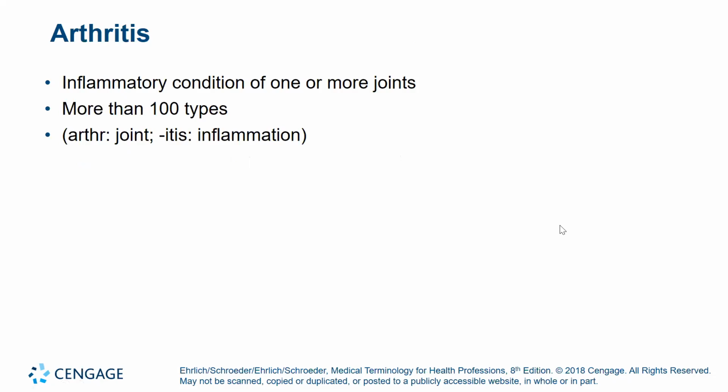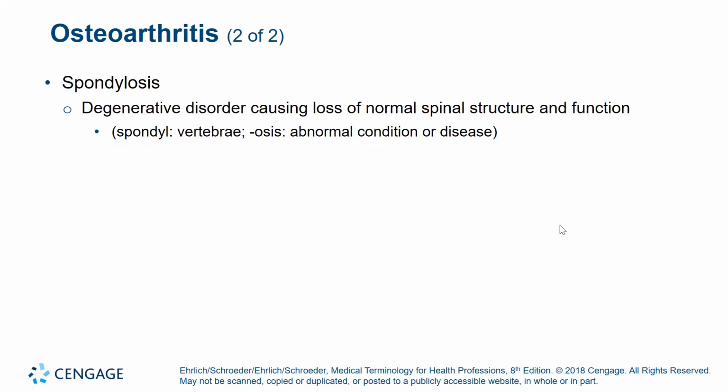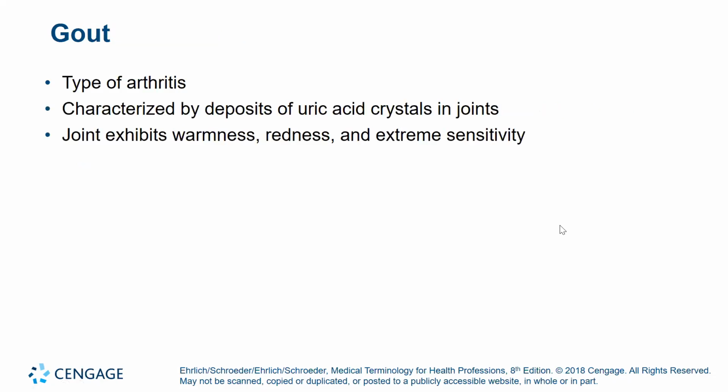Arthritis is just inflammation of one or more joints. There are more than 100 types. The most commonly associated with aging is osteoarthritis. Osteo is bone. Also known as degenerative joint disease or wear and tear arthritis. We have spondylosis. Spondyl is vertebrae. Osis is abnormal condition or disease. So this is a degenerative disorder causing loss of normal spinal structure and function, osteoarthritis. Gout is a type of arthritis, also known as gouty arthritis, and it usually begins in your big toe.